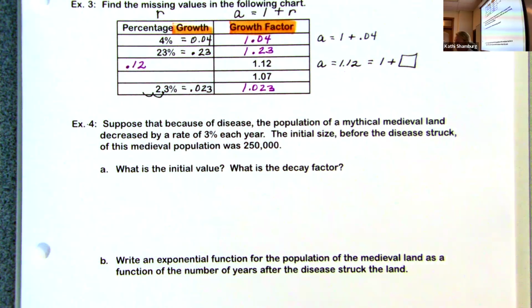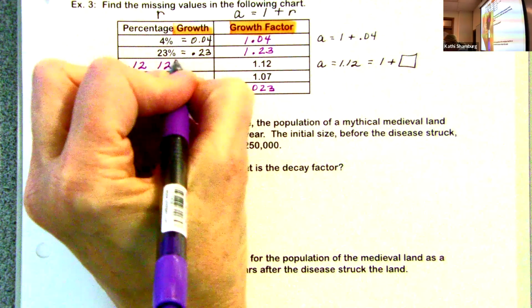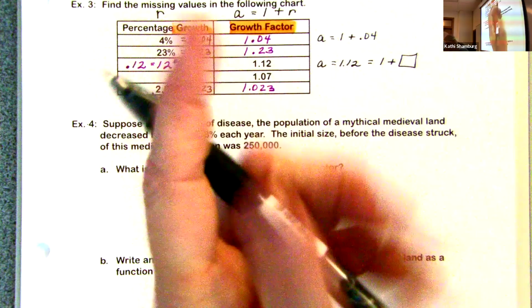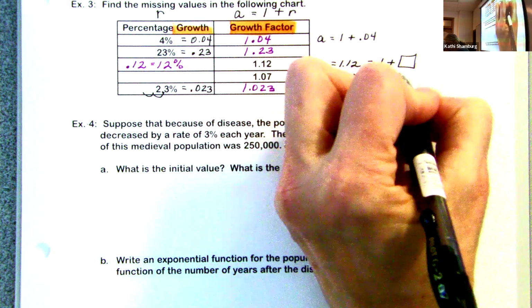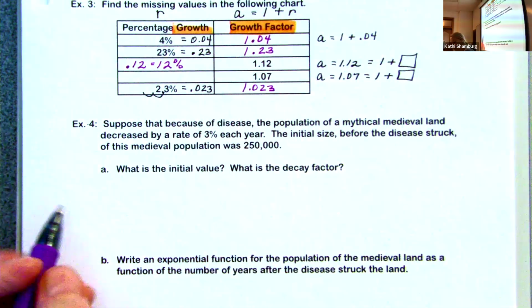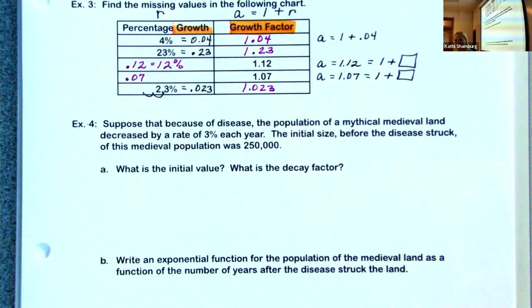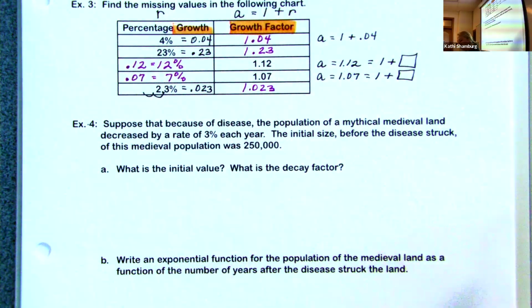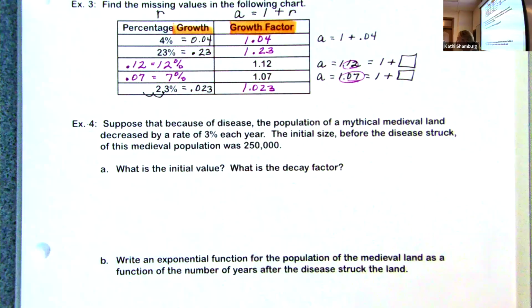So we move the decimal point now 2 places to the right, and this would give us 12%. All right, so we know the growth factor is 1.07. So again, 1 plus what is 1.07, which is 0.07. Move your decimal 2 places to the right, and it's 7%. And the easiest way is just to go, oh, if I take away 1, I'm left with 0.12 or 0.07. You can just do it quickly that way.